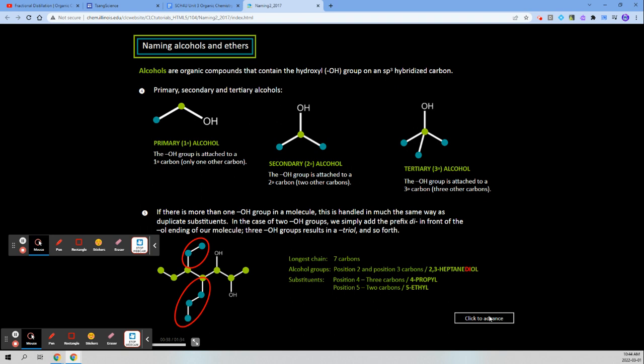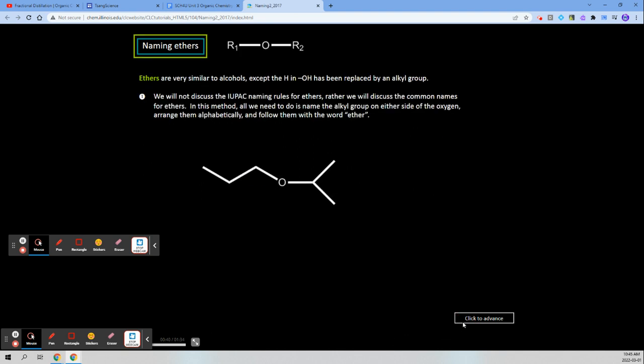All right, and if we have substituents, which are these branches, we organize them according to alphabetical order. So we have a 4-propyl and a 5-ethyl. So we'll put the 5-ethyl first. And then there's a 2,3 heptane diol, which means that this is number 2 and that's number 3. And the heptane is the word for a 7-carbon chain. And a diol is 2 hydroxyls. Yeah, that's really confusing.